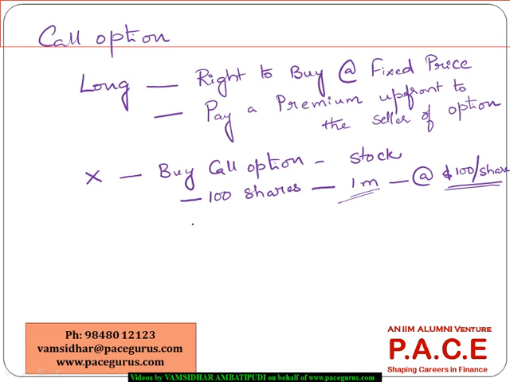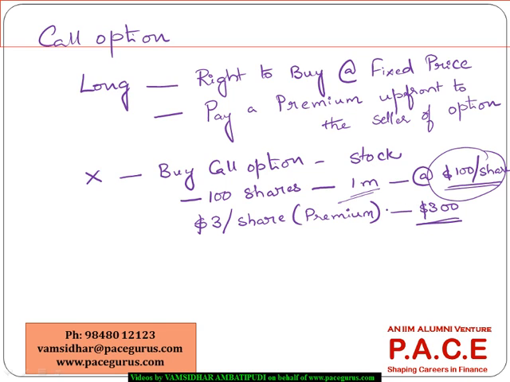So just to get that right, he is paying today, on the day he is entering into the contract, let's say $3 per share as a premium. So today, by just paying $3 per share, or probably overall $300, he is taking a right. If he wants, he can buy the share at $100 after 1 month, and if he doesn't want, he can just lose his $300 and get out of the contract. That is what we are talking of as a part of the call option here.